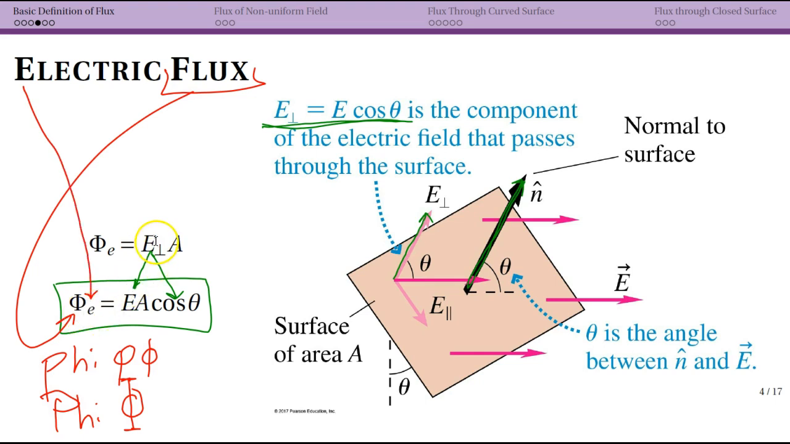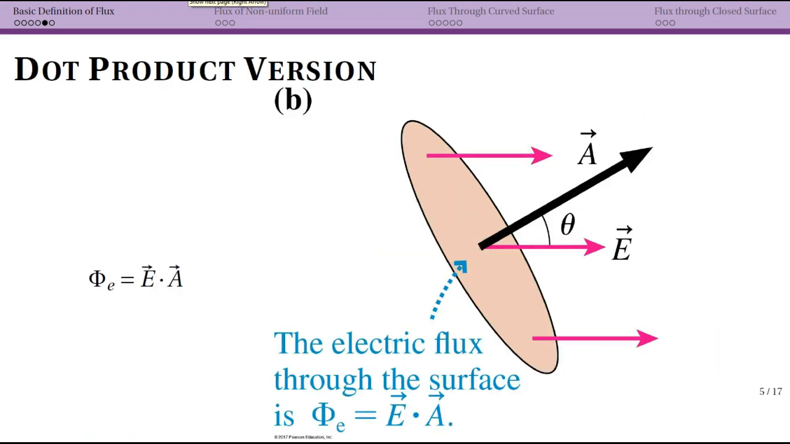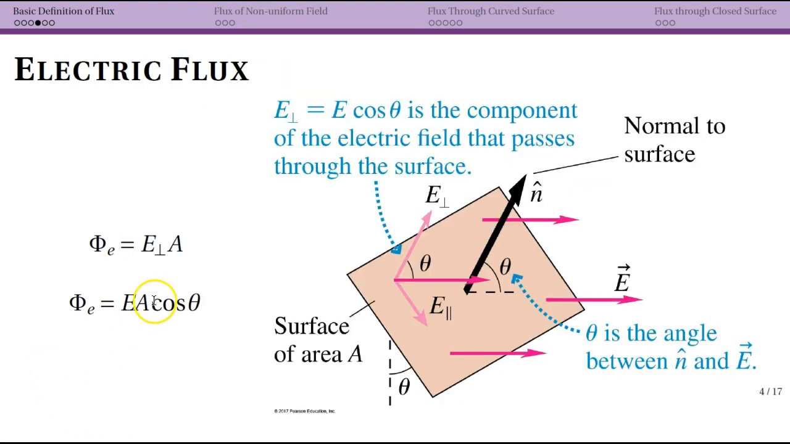And so we have the electric field strength, and we have the area of our surface, and then cosine theta. Note that this is assuming that the strength of the electric field is the same everywhere over our surface, which we will soon be discussing what happens if that is not true. So notice here I had EA cos theta, and E is clearly a vector.